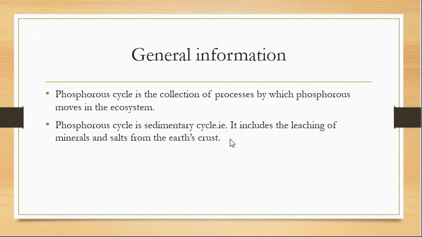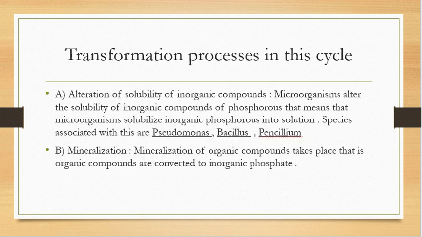So unlike the oxygen cycle, it is a sedimentary cycle. The oxygen cycle and the carbon cycle are gaseous cycles. But the phosphorus cycle is a sedimentary cycle because it involves the leaching of minerals. So here come the transformation processes which are involved in this cycle.